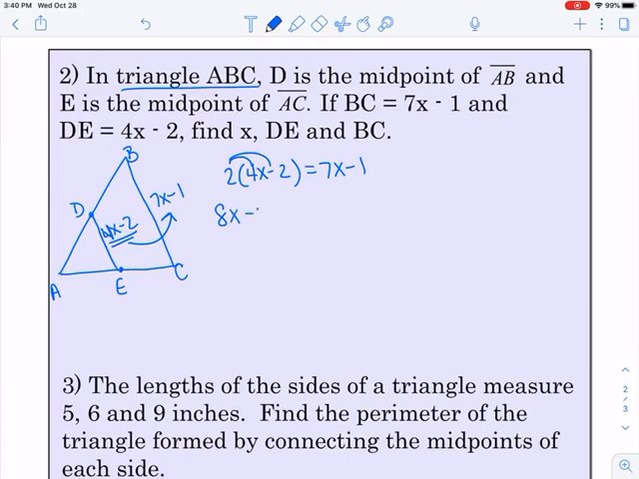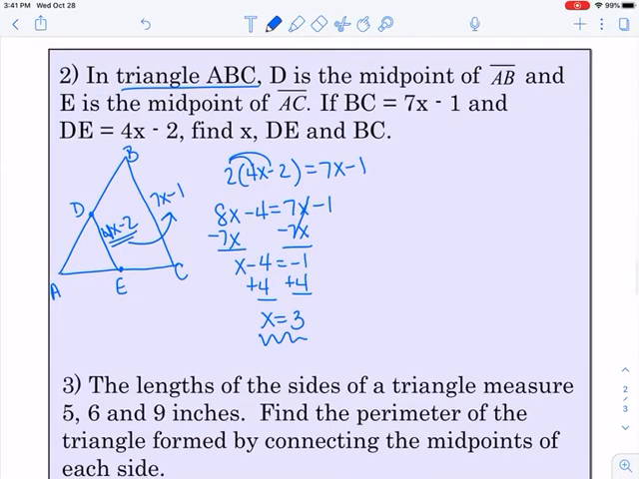I'll end up with 8x minus 4 equals 7x minus 1. Subtract 7x from both sides, and I'm going to have x minus 4 equals negative 1. Add 4 to both sides, and x is going to equal 3. Okay, so that's one thing that we found. We found our x, we've done that.